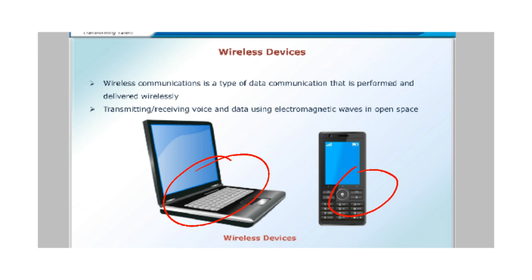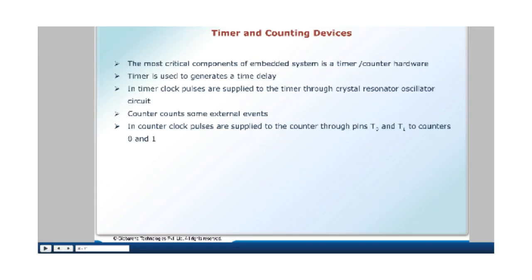Applications of embedded design include mobile phones and computers, microwaves and robots, refrigerators, and medical scanning, that is, ECG scanning. In ECG scanning also, embedded design is used. The next one is timer and counting devices, which play a major role in embedded product design.